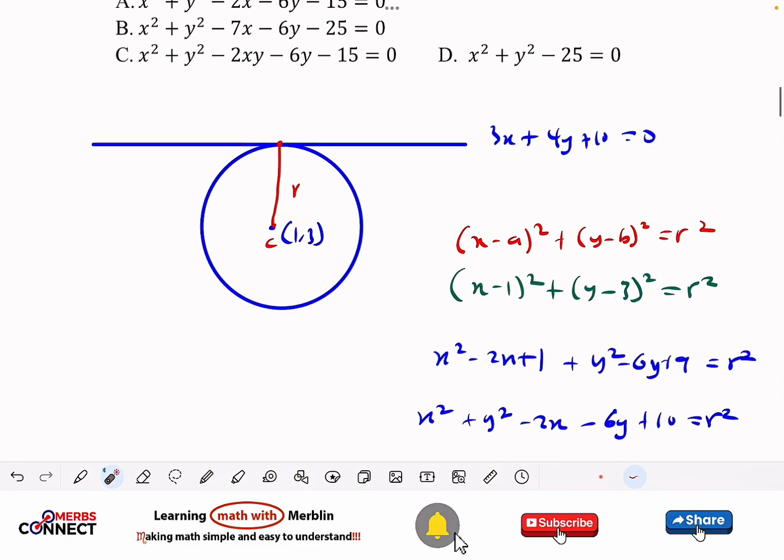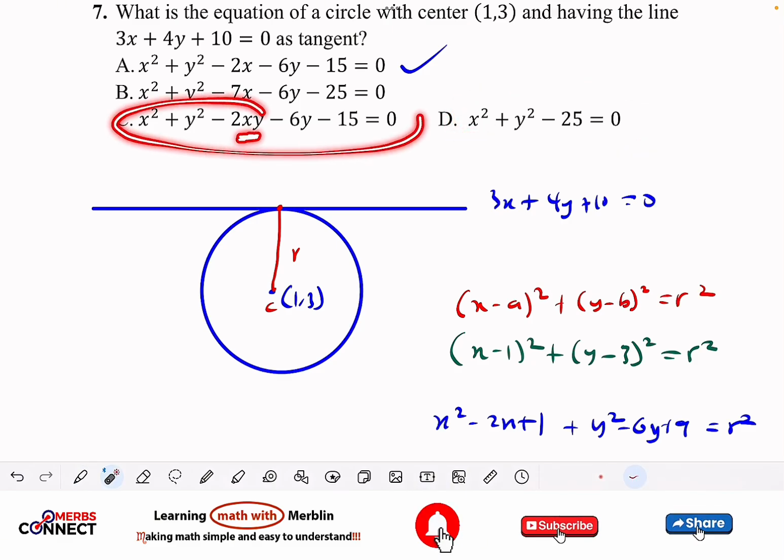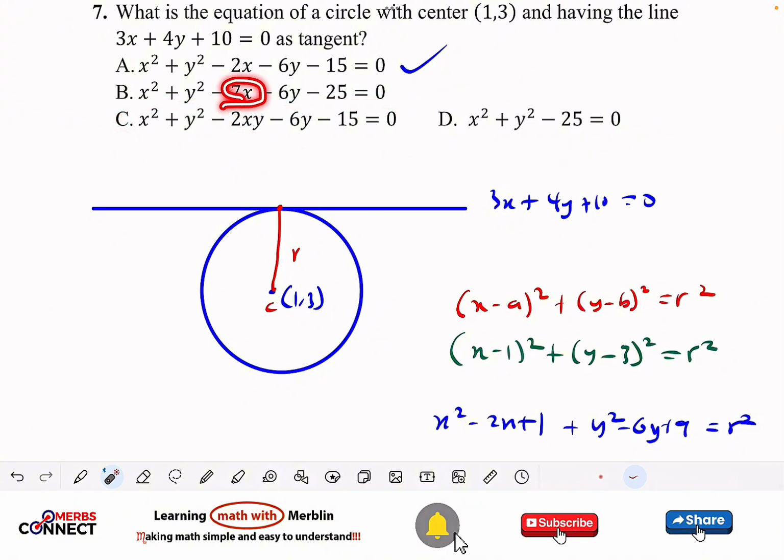So even without finding the radius, I know that the answer is probably this. If that's not the answer, then there is no option, because this one is out. This one, because of xy, is also out. And this one has no 2x, so it's also out. So probably when we do the radius, we are going to have the answer to be A. You see? So sometimes you can find a way of getting your results.